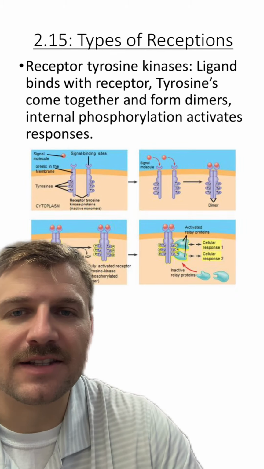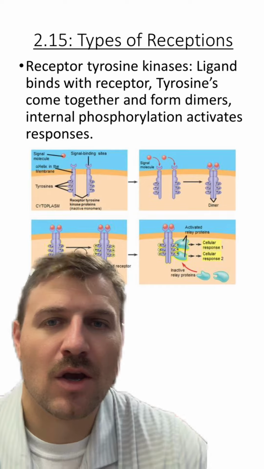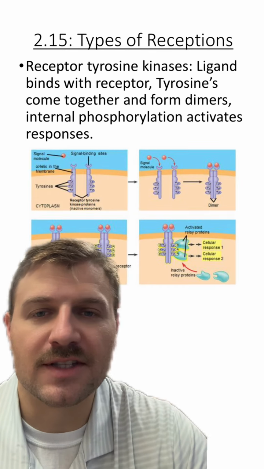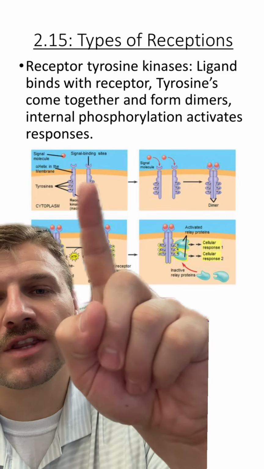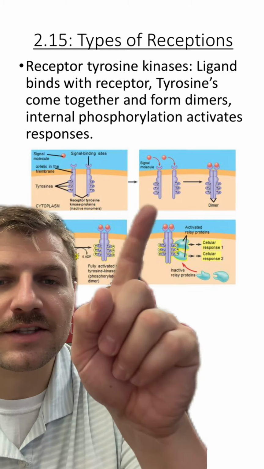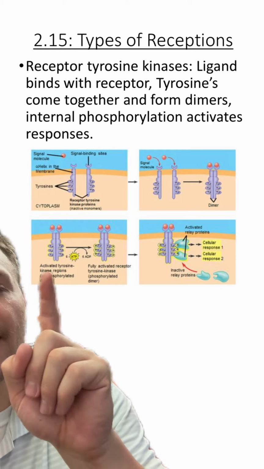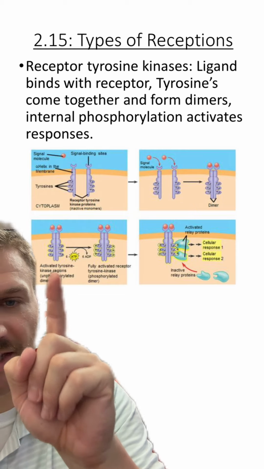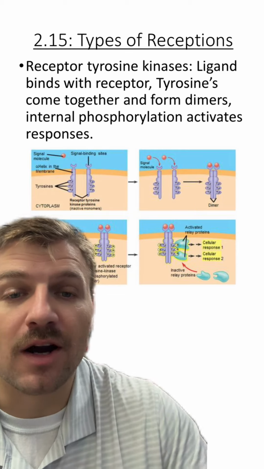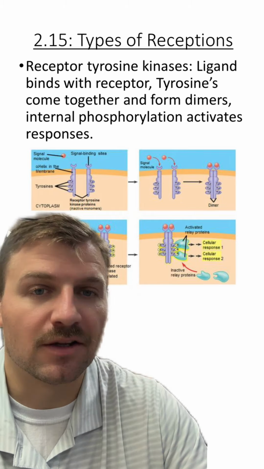The last of these types of receptors are called receptor tyrosine kinases. Whenever the ligand binds to these receptor molecules, two of them are going to bond together to form something called a dimer. Whenever these two bond together and form that dimer, they're going to become phosphorylated. All that means is they're going to have phosphate groups attached. Once those phosphate groups are attached, other proteins can attach and become activated and create some cellular response.